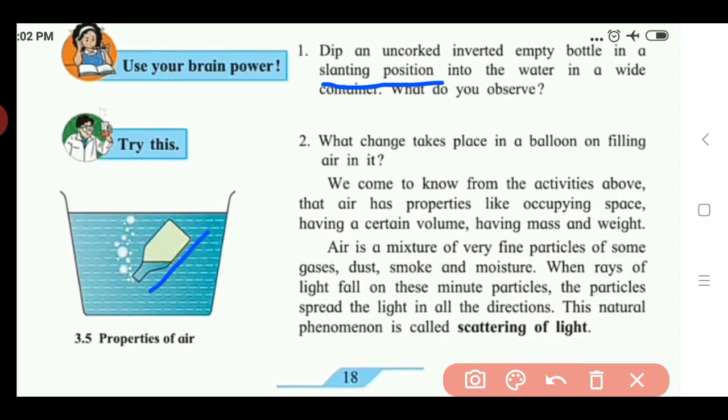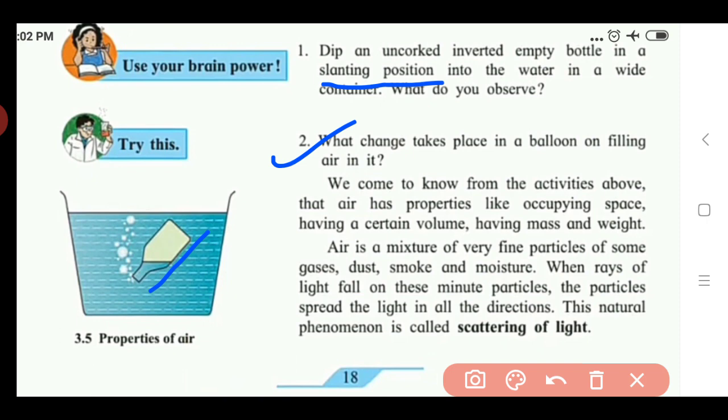Okay, if we invert the empty bottle in this slanting position, what do you observe? So you see this observation in the next activity, that is, try this properties of air 3.5, this figure. Okay, so here again they ask us the second question, that is, what changes take place in a balloon on filling air in it.